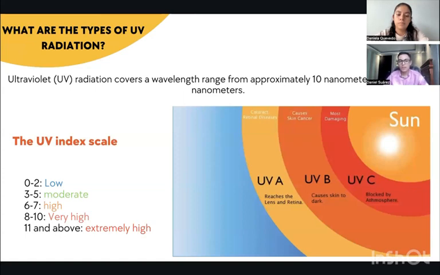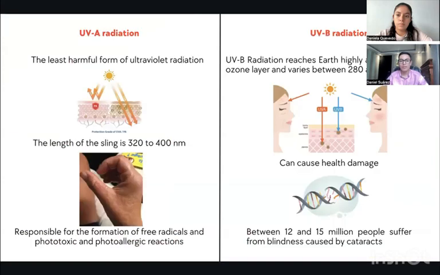To interpret the UV index, we have 0 to 2, low; 3 to 5, moderate; 6 to 7, high; 8 to 10, very high; 11 and above, extremely high. So the higher the UV index value, the greater the intensity of UV radiation, and therefore the greater the risk of damage. So then we have the types of UV radiation.